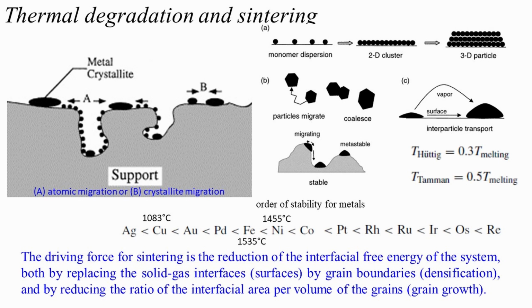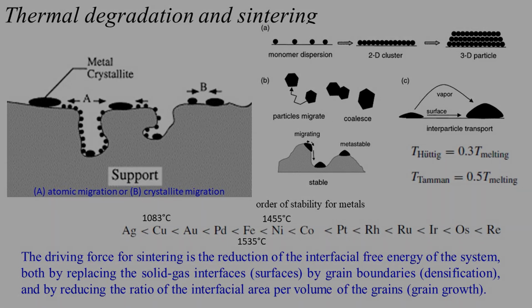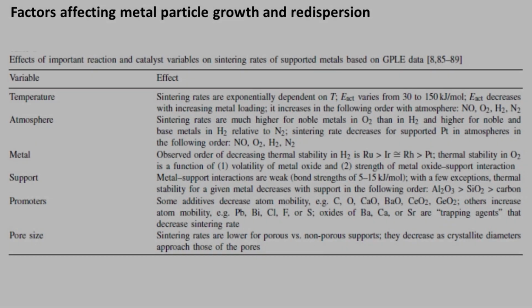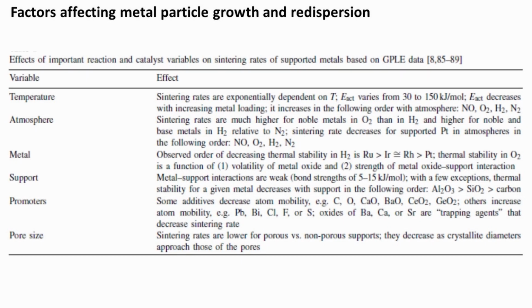For small particles, the temperature at which mobility occurs may be much lower than that indicated by the Tammann and Hüttig temperature. From the table it can be understood why ceramic supports like alumina and silica are generally used in metal catalysts. Please investigate the table on this slide.